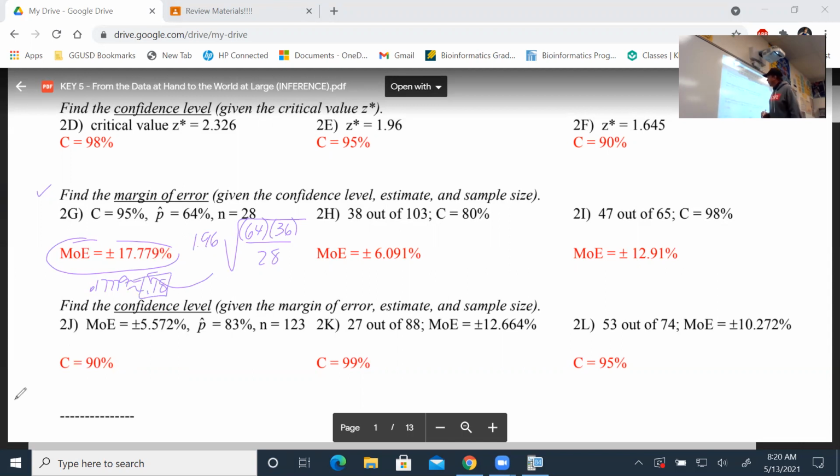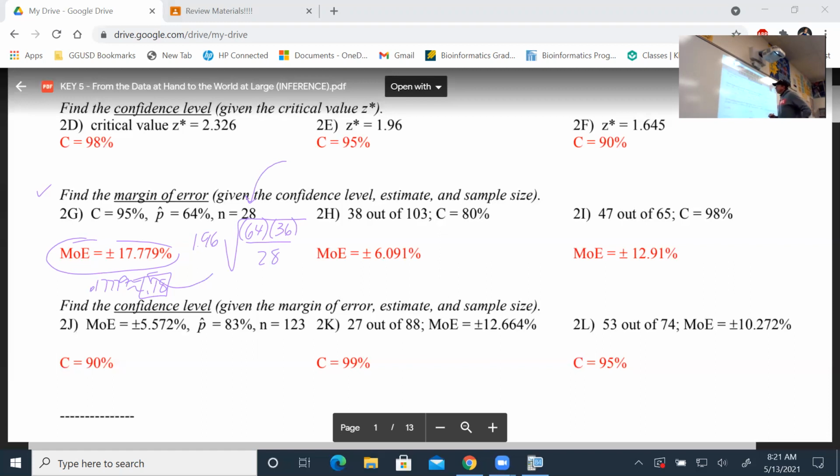Some books use proportions, some use whole numbers. But a margin of error of 17% is shocking. Think about it. If you had some estimate that's 64%, then you're saying you're 95% confident it is within 64% plus or minus 18%. That's a ridiculous interval, which is almost useless. The reason is because your sample size is so low. Typically, people like a 3% margin of error, and you need a sample of about 1,500 to get that.